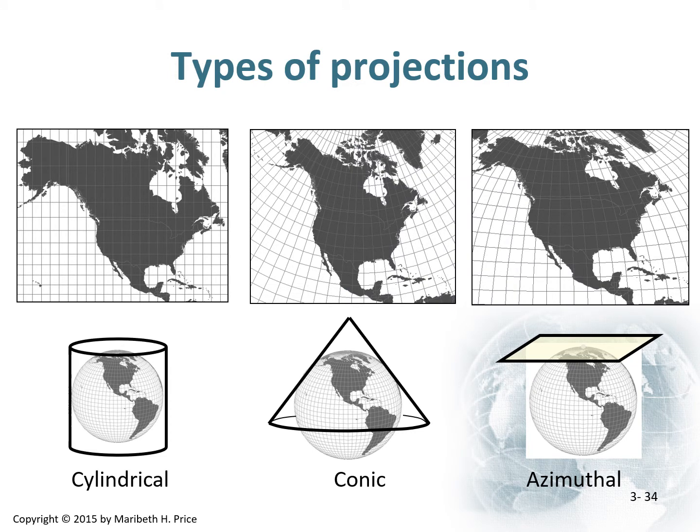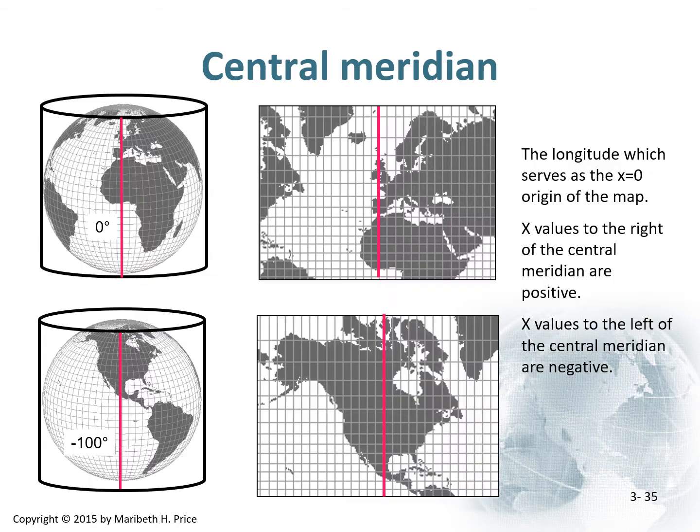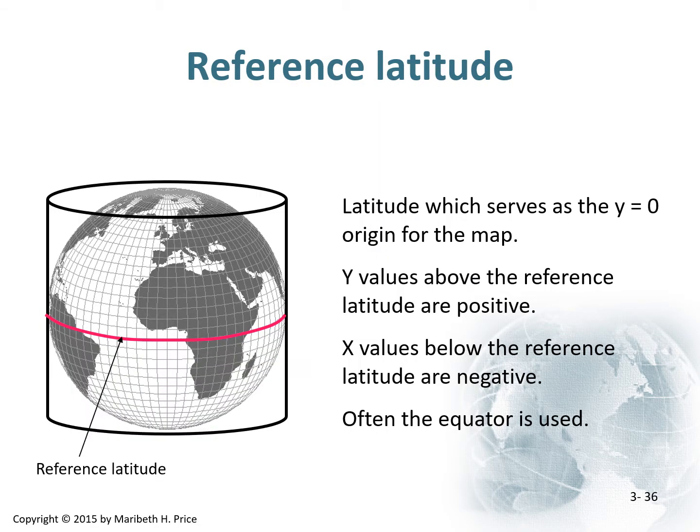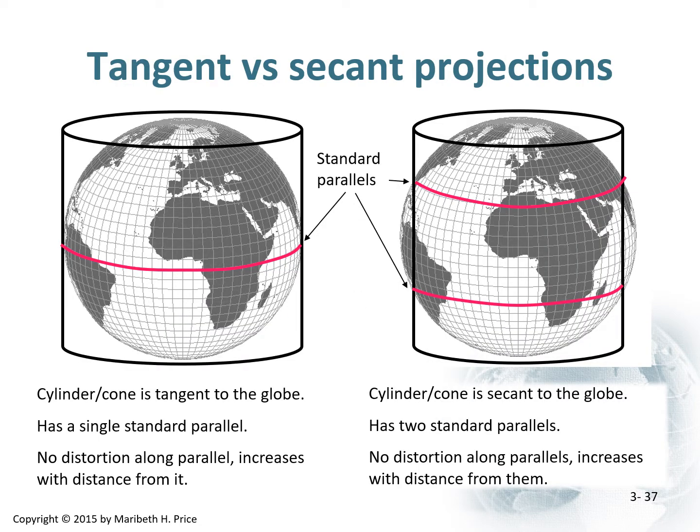Cylindrical, conic, and azimuthal are the three primary types. We define these types by certain parameters, things like the central meridian, which is that zero, x equals 0 line on our flat map. We'll also use the reference latitude, which is also our y equals 0 line on our flat map. And then we have different ways that we make the transition from round to flat.